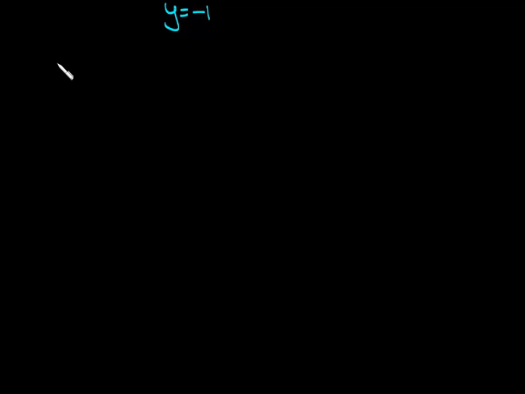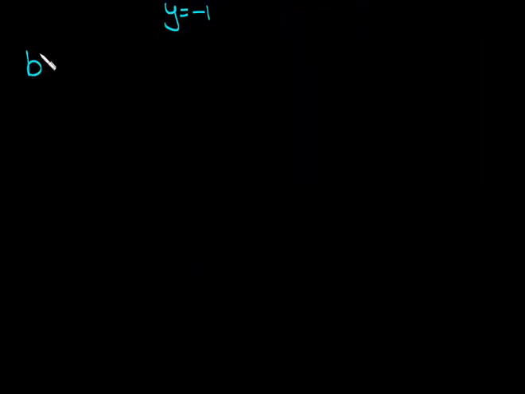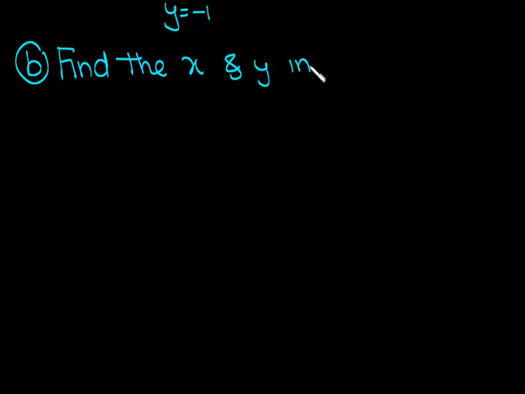So the second method to graph a line is to find, since we only need 2 points, the 2 easiest points to find: the x and y intercepts. So the second method to graph a line is just to find the x and the y intercepts, because they're the easiest things to find. So let's take a look at that example again.